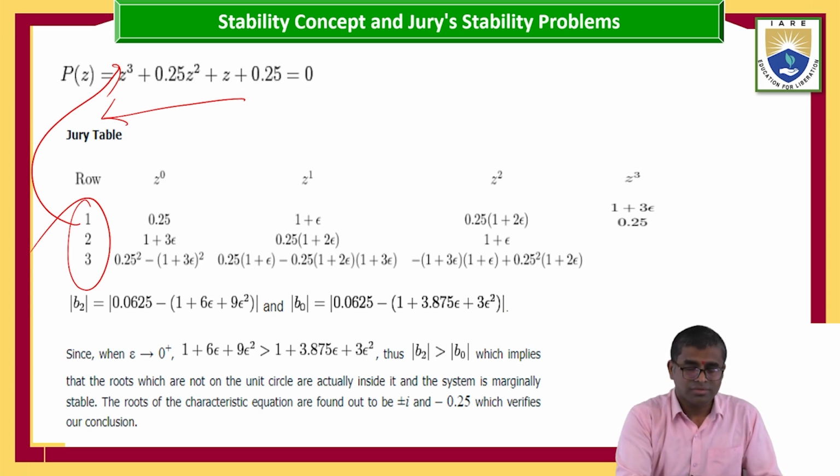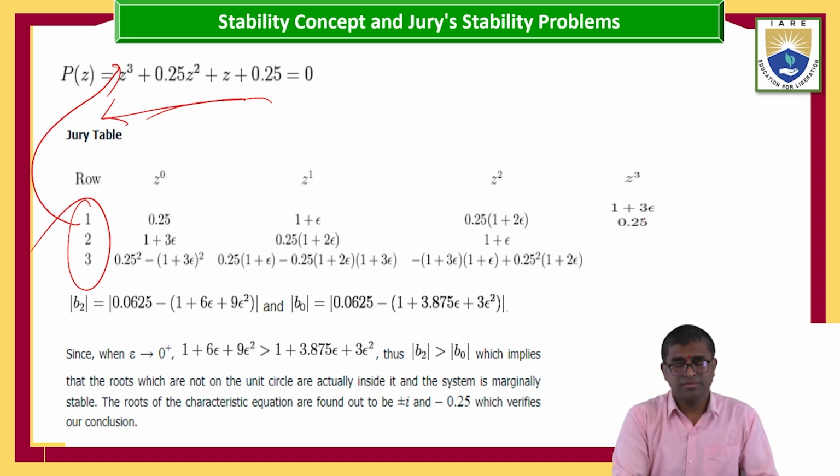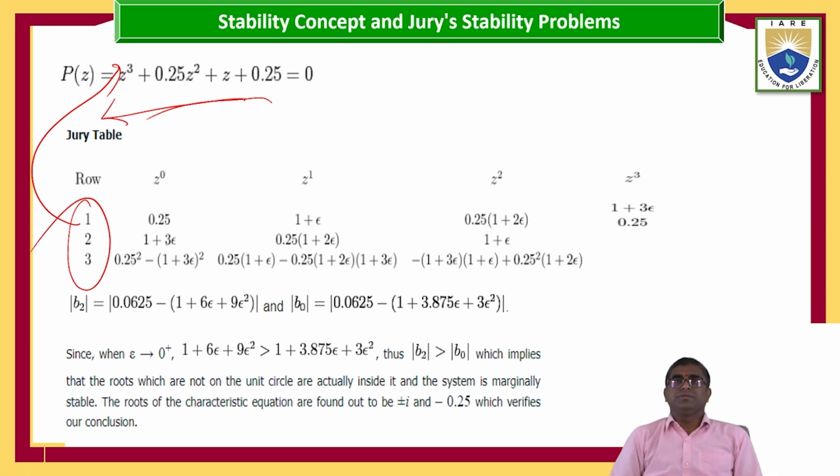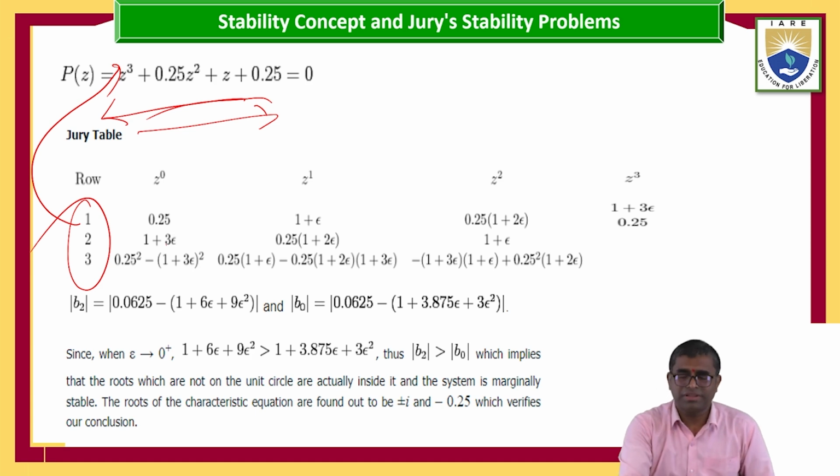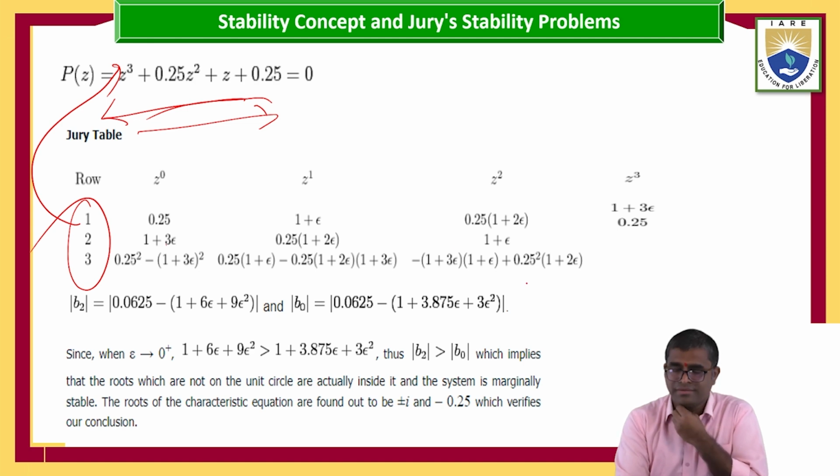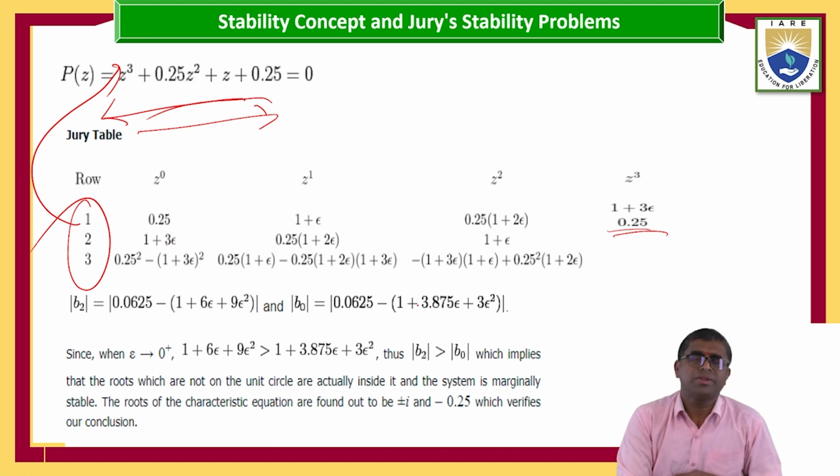In this way, you have to write down first of all. So 0.25, 1 plus zeta, 0.25 into 1 plus zeta, plus the last one is 1 plus 3 power 3. Okay, 1 plus 3. Next one, go in this way, second row. In this direction, that is 1 plus 3, 0.25 into 1 plus 3, 1 plus 3 plus 0.5. Okay.